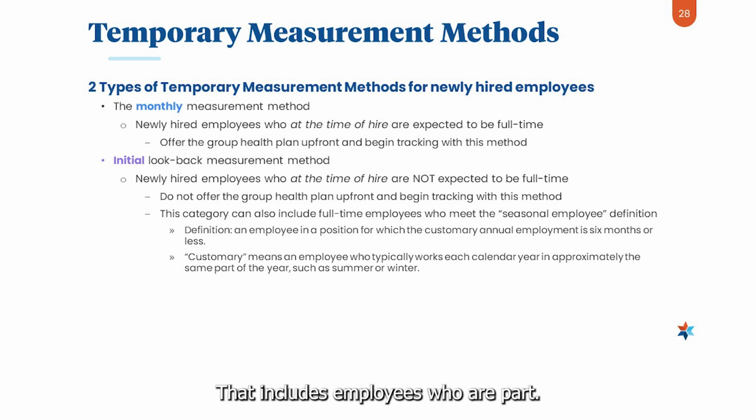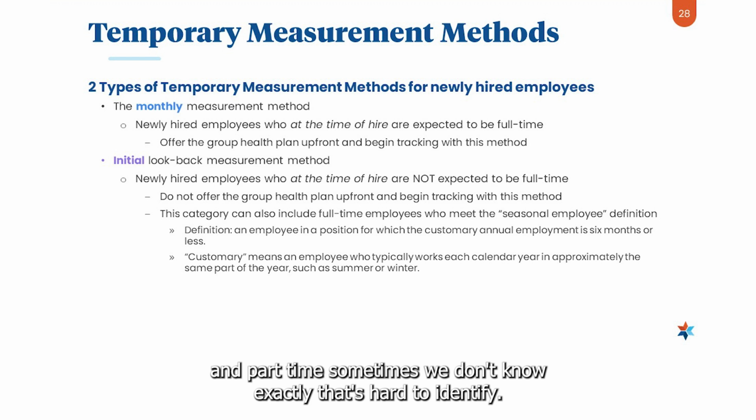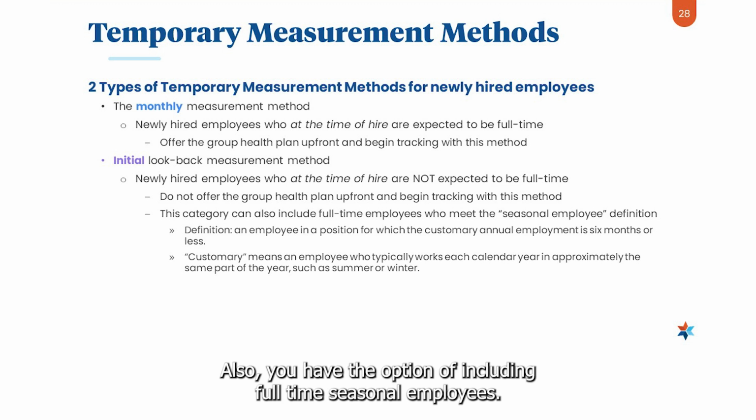That includes employees who you expect to be part-time, or you expect to be variable. Variable means, well, we know that they're going to work full-time sometimes and part-time sometimes. We don't know exactly. That's hard to identify. Those are variable hour employees. Also, you have the option of including full-time seasonal employees.